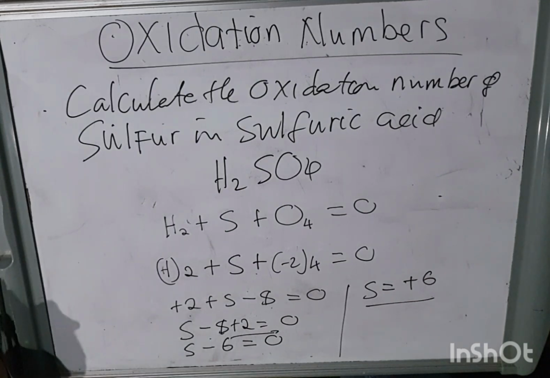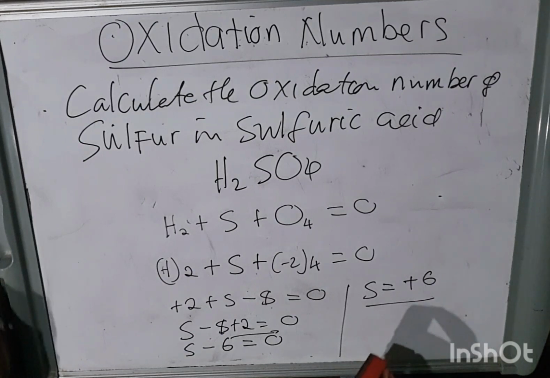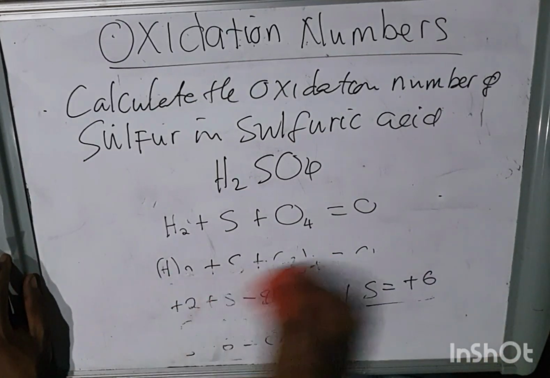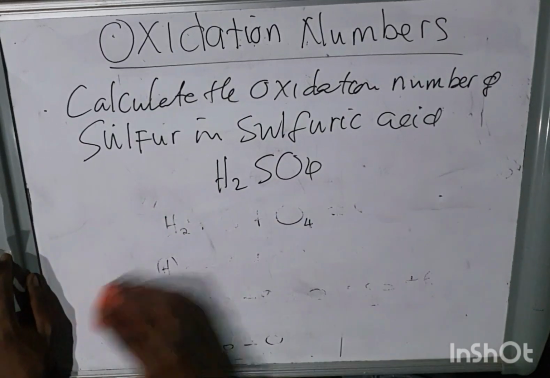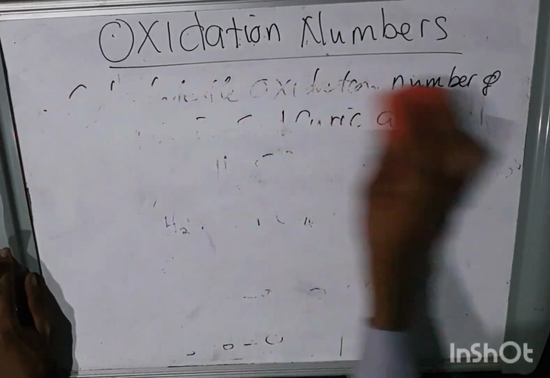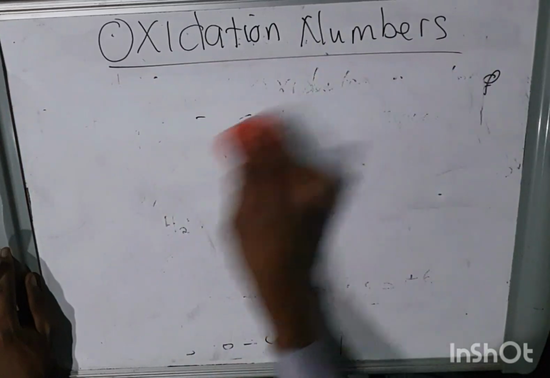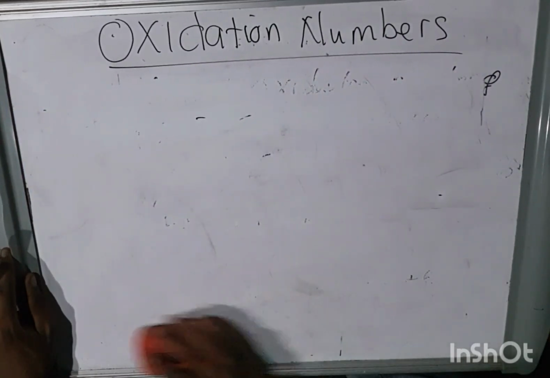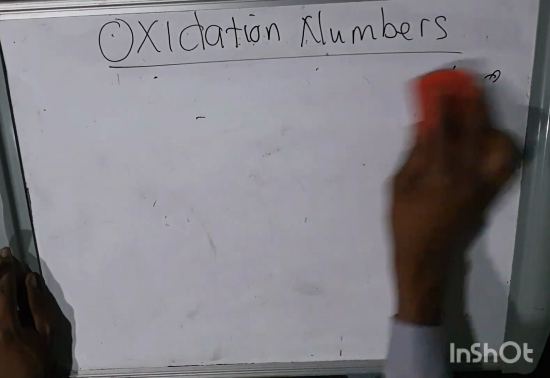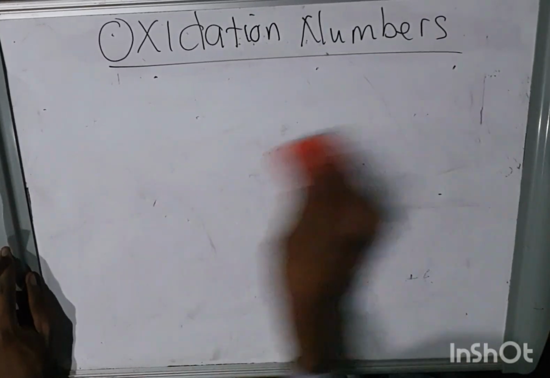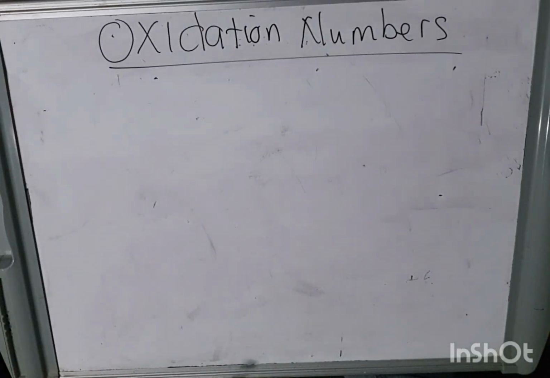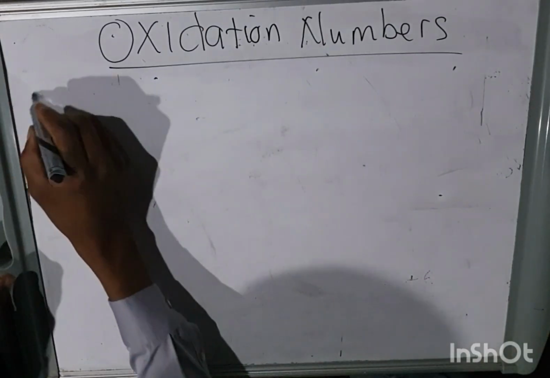So the oxidation number of sulfur in sulfuric acid is +6. Okay, then we look at another example about polyatomic ions instead of these molecules. Polyatomic ions are ions which have the charge already on top. So it can be positive, it can be negative. Okay, so let us calculate the oxidation number for manganese in permanganate. So that is example 3.